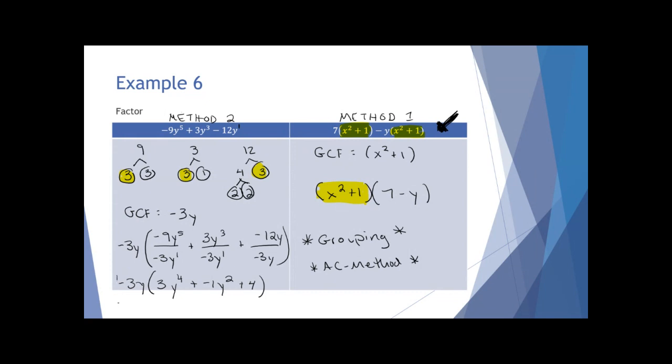Why did my box just disappear? That was weird. It disappeared again. Okay. It really doesn't want me to box that.